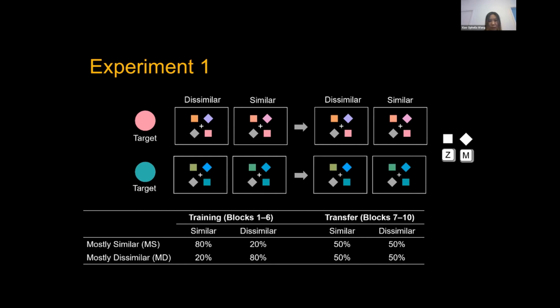Participants were grouped into 2 based on the types of displays they would see most frequently. For the training phase, the most similar, the MS group, would encounter visually similar items for 80% of the time, and visually dissimilar items for 20% of the time. And the most dissimilar group would see dissimilar items for 80% of the time and similar items for 20% of the time. During the transfer phase, both groups encounter similar and dissimilar items, both for 50% of the time.